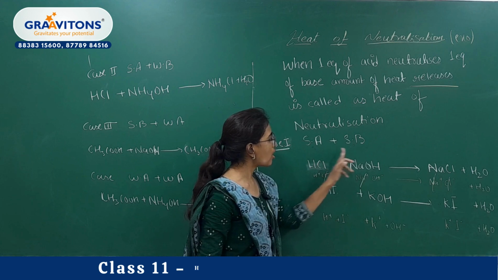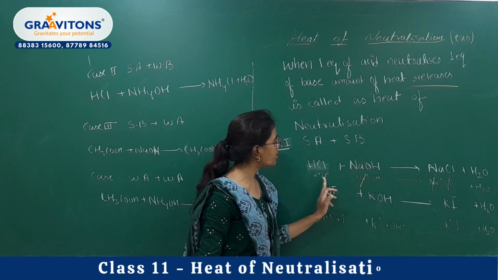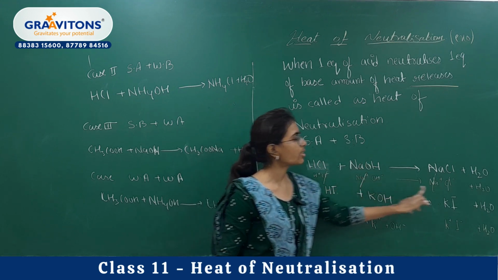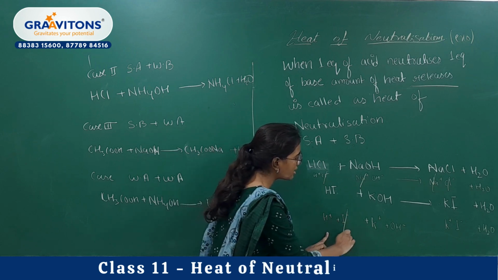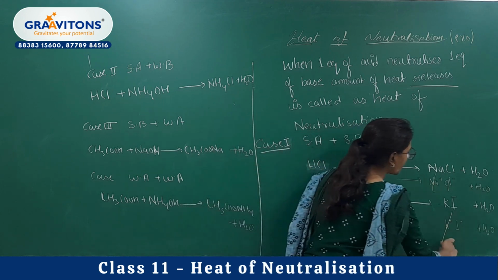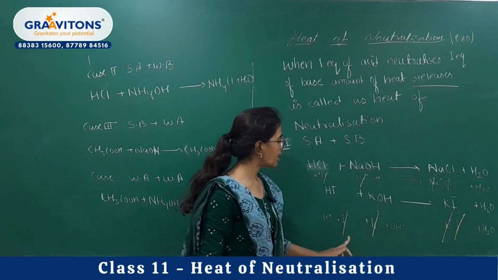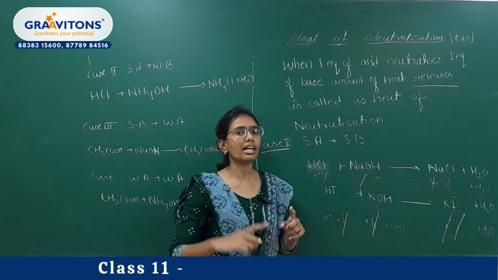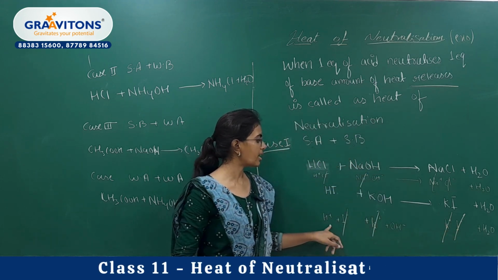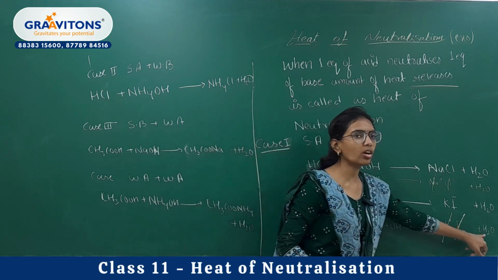Whenever we have strong acid and strong base, our ultimate reaction is H plus plus OH minus giving out water. If you check here also, I minus and K plus get cancelled on both sides. The ultimate reaction is H plus OH minus giving water. So whenever we have strong acid and strong base, the ultimate reaction is always H plus OH minus giving out water.